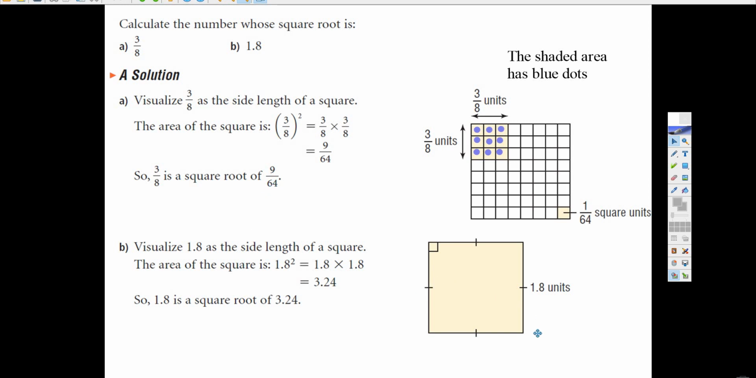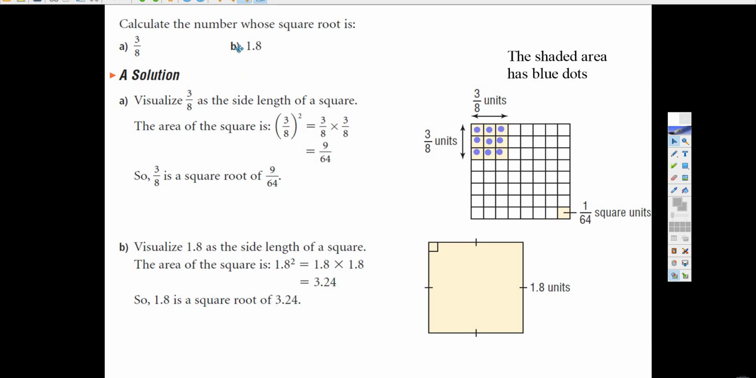Well, what if you knew that this was 1.8 units? What would the area of this be? Well, you'd just go 1.8 times 1.8. That's 3.24. That's what it equals. So the square root of 3.24 is 1.8 units.